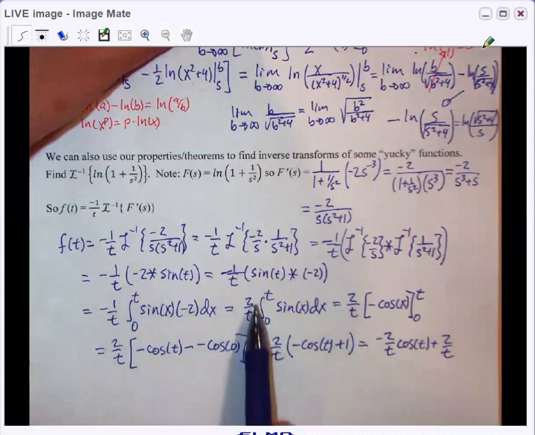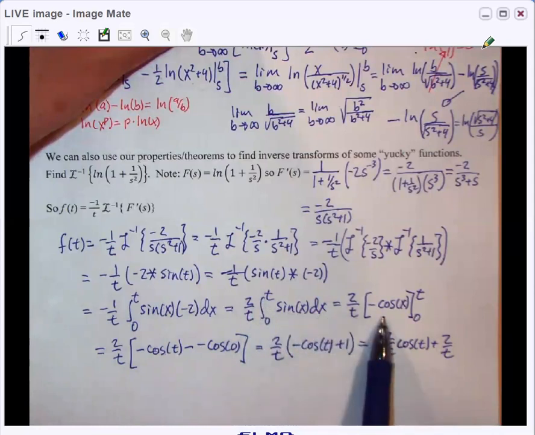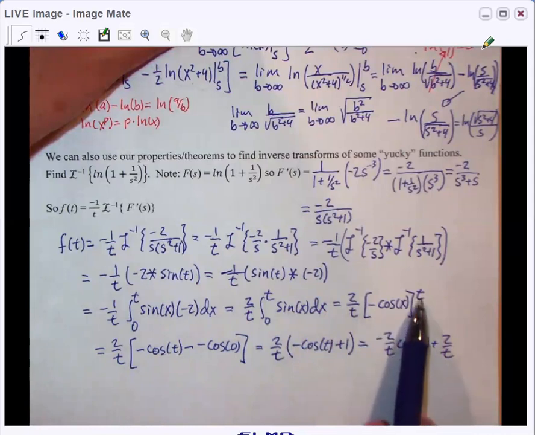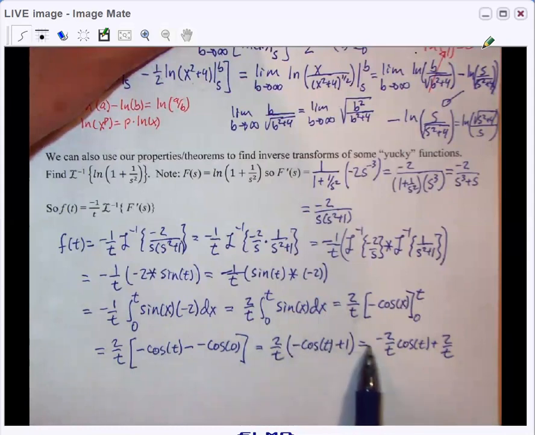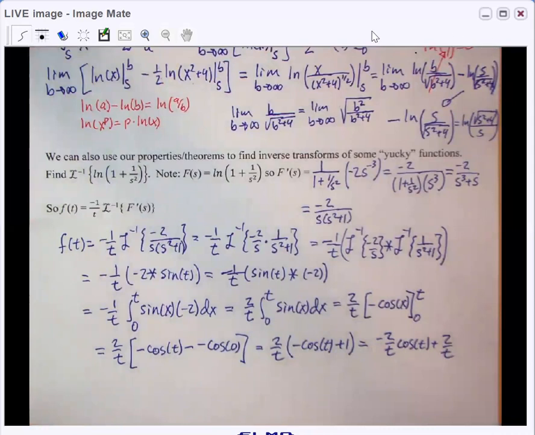integral from 0 to t of sine of x dx, which we can integrate and evaluate between our limits of 0 to t. So doing that, when all is said and done, we get 2 over t times negative cosine of t plus 1. And if we distribute that through, we get negative 2 over t cosine of t plus 2 over t. And that concludes our convolution and its wonderful theorems.